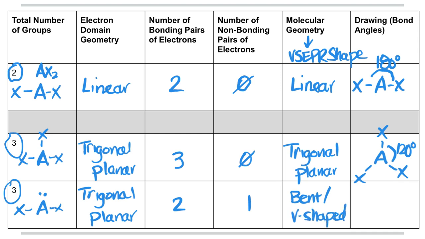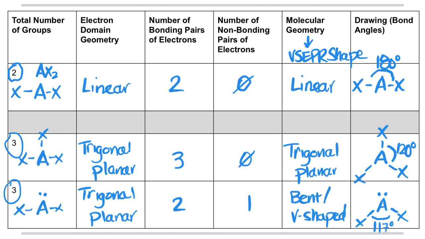Okay, so essentially it looks like the one above, except now we've got just two atoms attached and we have one lone pair of electrons. Now, lone pairs of electrons take up a little bit more space than bonded pairs do. So instead of 120 degrees between these two bonds, it's a little bit smaller at 117 degrees.